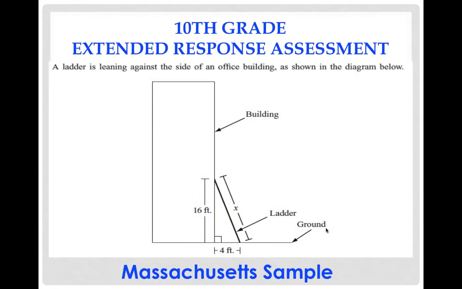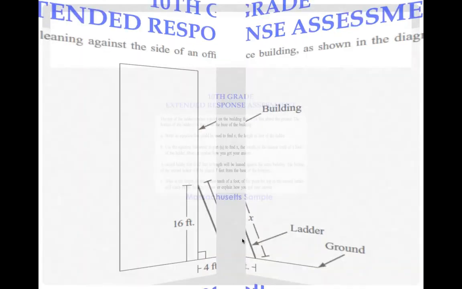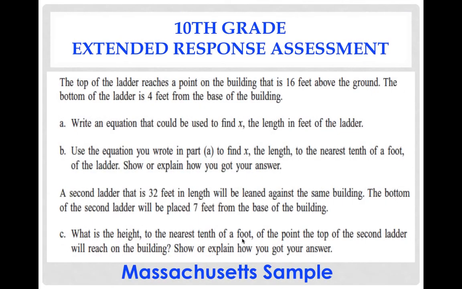The assessment item for 10th grade says that a ladder is leaning against the side of an office building, as shown in the diagram below. So we see the building, and we see all of the different dimensions and measurements of the ladder and how far it is from the ground. It says the top of the ladder reaches a point on the building that is 16 feet above the ground. The bottom of the ladder is 4 feet from the base of the building.